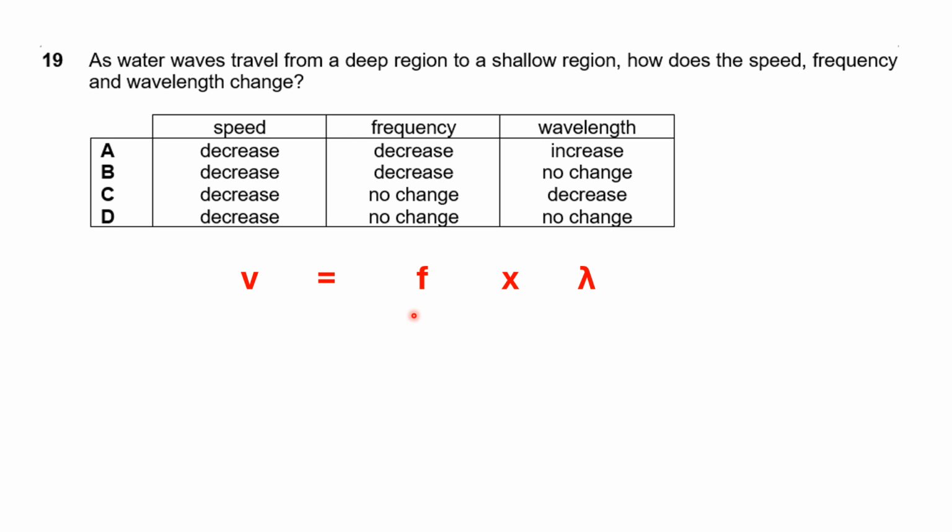The other thing we need to remember is that during the change of a medium, the frequency of a wave does not change as it travels from one medium to another medium. So from a deep region to a shallow region, the frequency does not change. So in order for the speed to decrease, this product must decrease and therefore the wavelength must decrease. So our option C is the answer here.